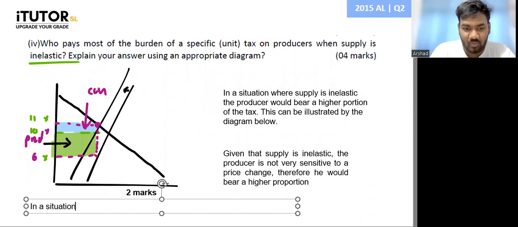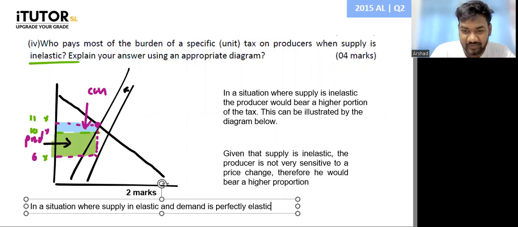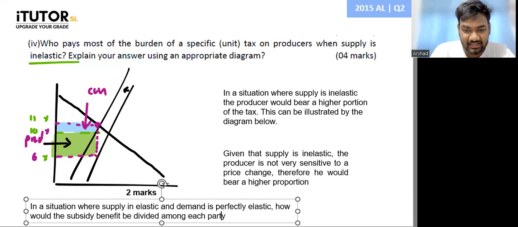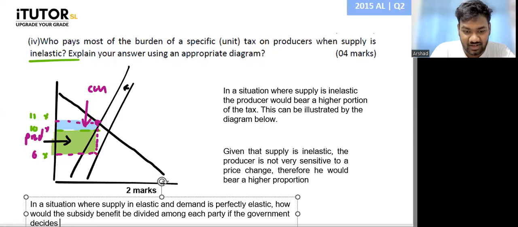In a situation where supply is elastic and demand is perfectly elastic, how would the subsidy benefit be divided among each party if the government decides to grant a unit subsidy on production, on the product?